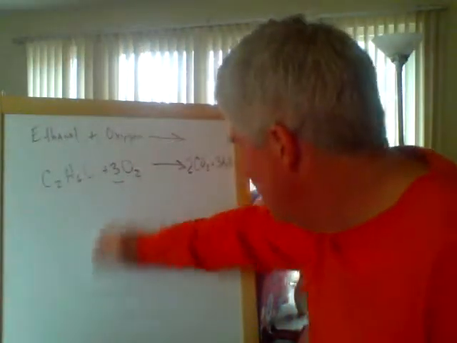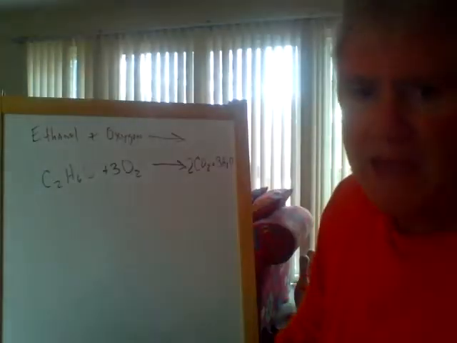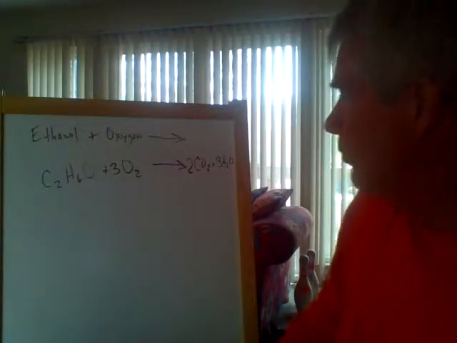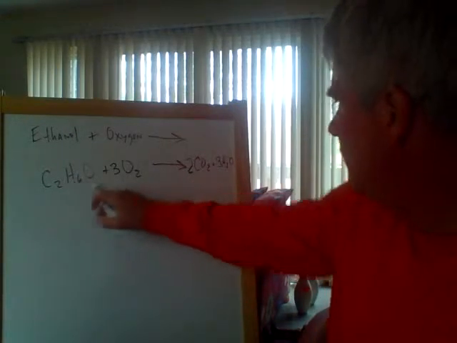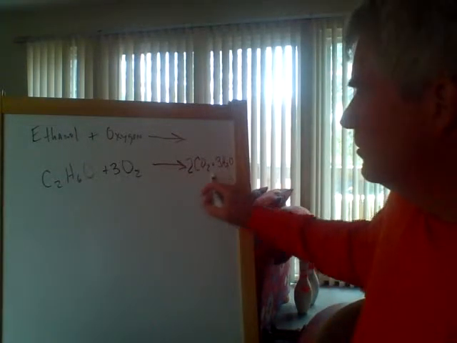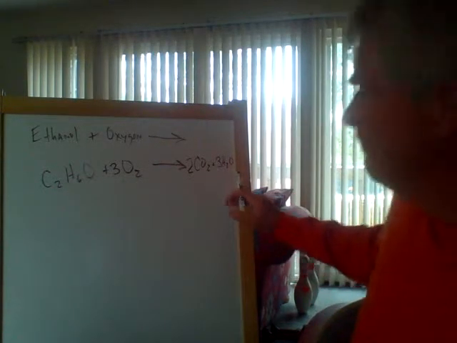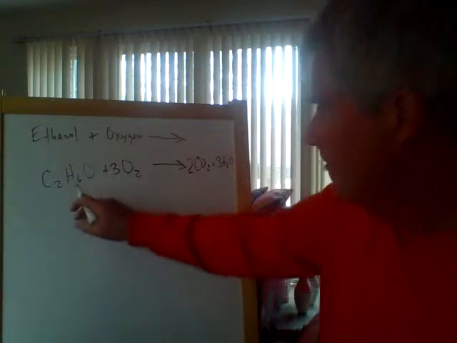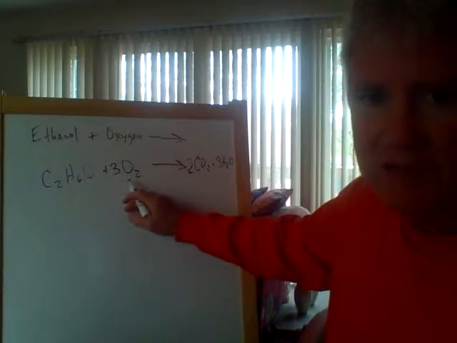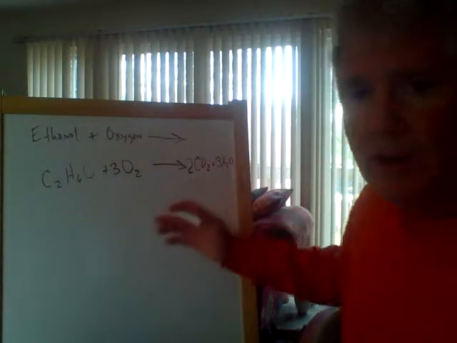So to check that, do all of the atoms balance in this chemical reaction? The carbons do. There's 2 on each side. The hydrogens do. There's 6 here and 6 here. And the oxygens do. There's 7 on the left and 7 on the right. So voila, that's burning ethanol. It's 1 ethanol plus 3 oxygens yields 2 carbon dioxides and 3 waters. There's our reaction for ethanol.